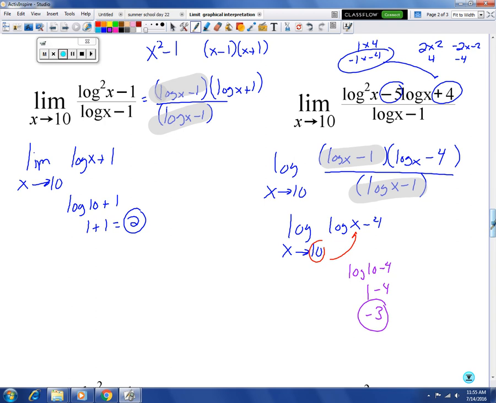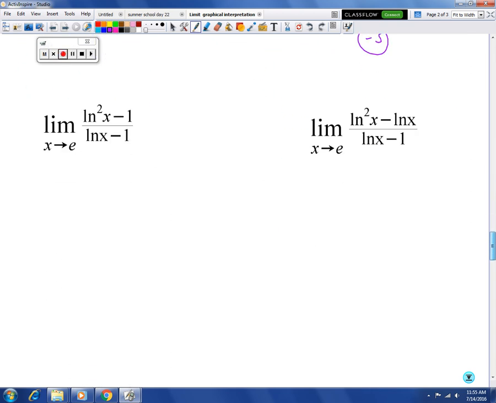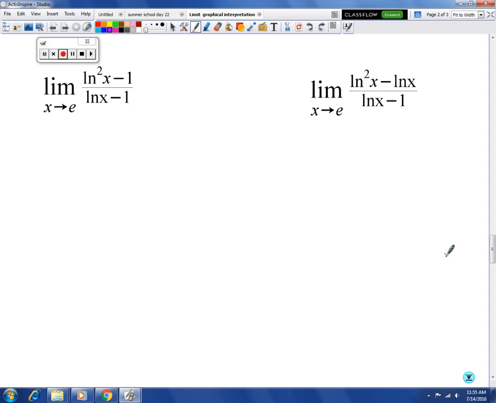Since we mentioned, let's do the same thing. Let's do some natural logs. These are called natural logs. And of course, this time we're approaching not a whole number or integer. We're approaching the irrational number e. So, what's natural log of e?